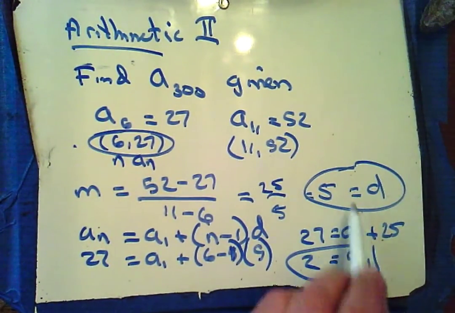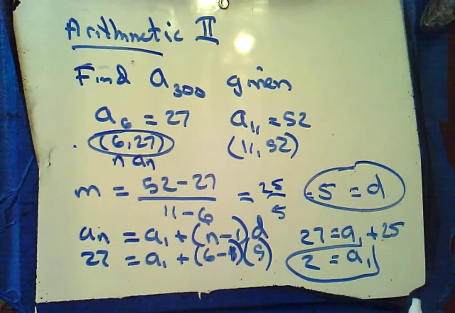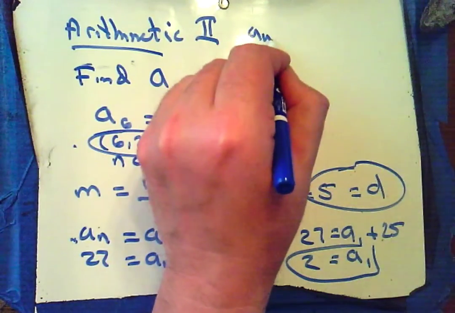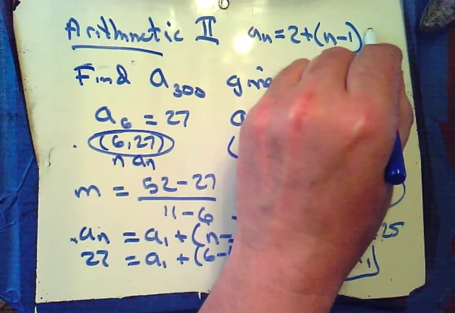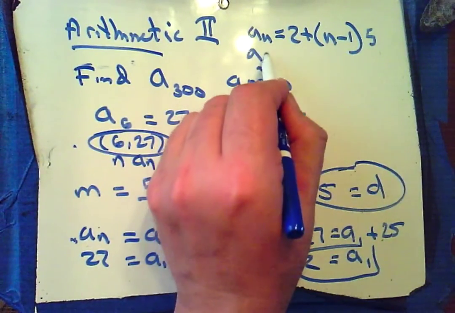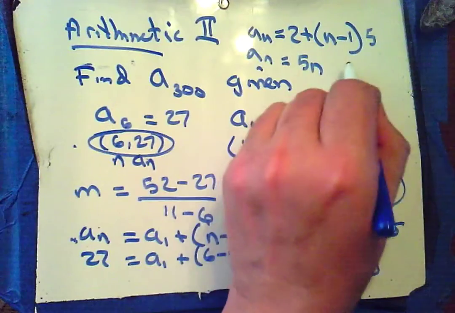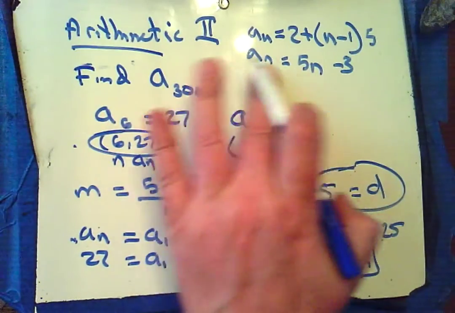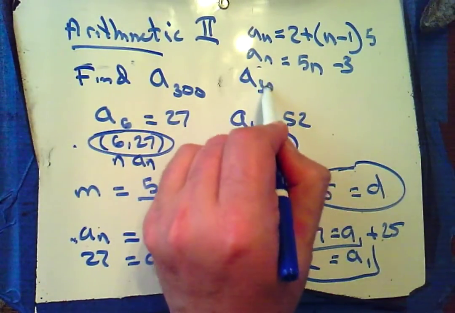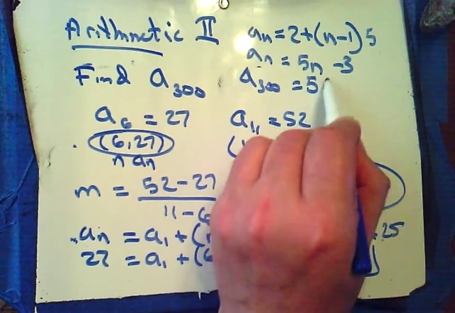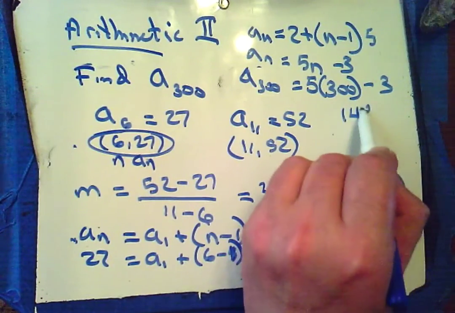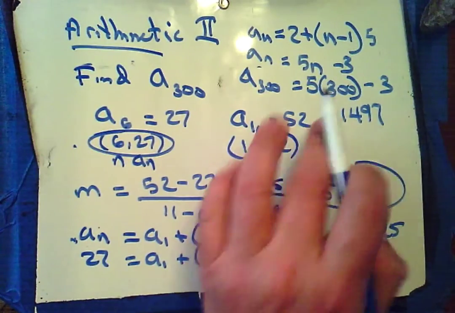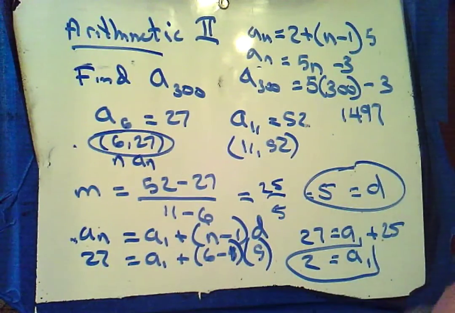Now that I know what a sub 1 and d are, I can plug those values back in to this model and get a sub n equals 2 plus n minus 1 times 5. And if I tidy that up, that would be 5n minus 3. So if I want to know a sub 300, I just replace n with 300, and I get 1497. Okay, so there's our first bell work problem.